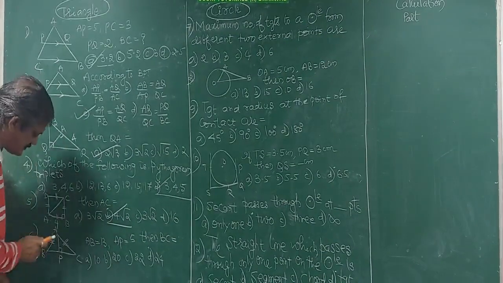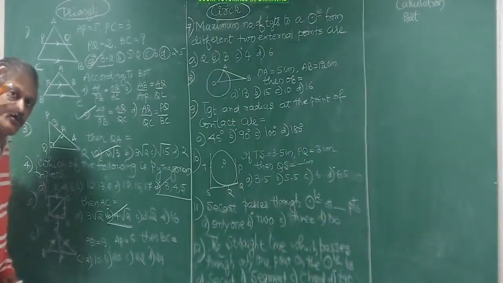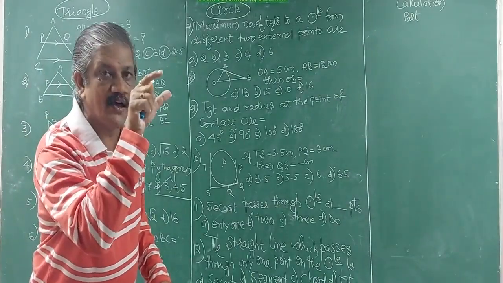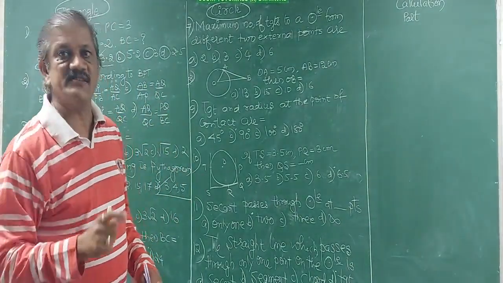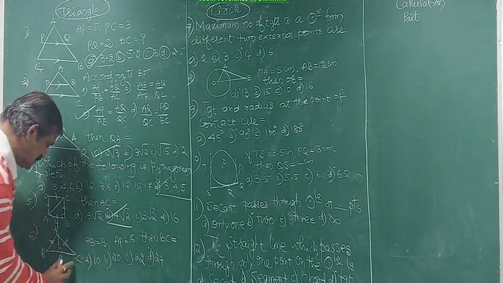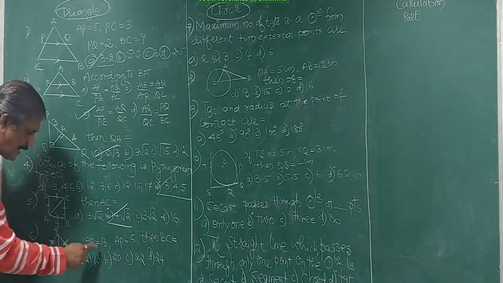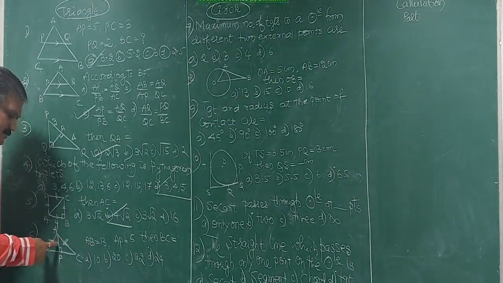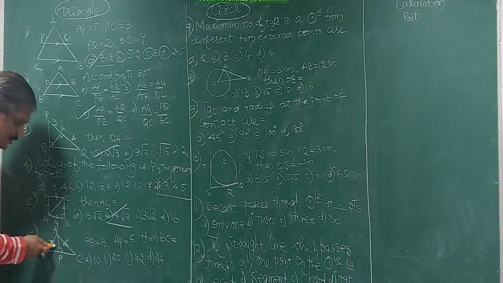Means isosceles. AP is drawn perpendicular to the base. You must know the technique. When you draw perpendicular from the vertex in the isosceles triangle, it bisects the base. Means this part equal to this part. You watch what he has given. AB is given. AP is given. He has asked BC.